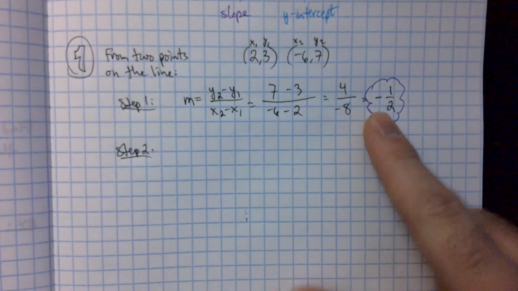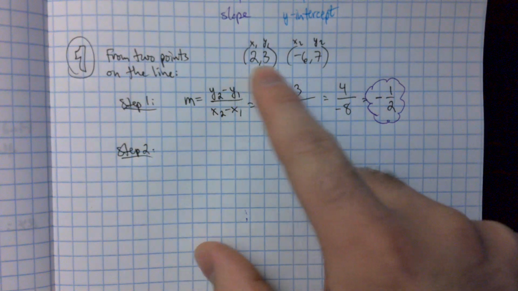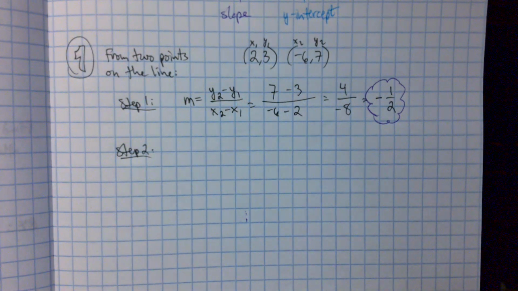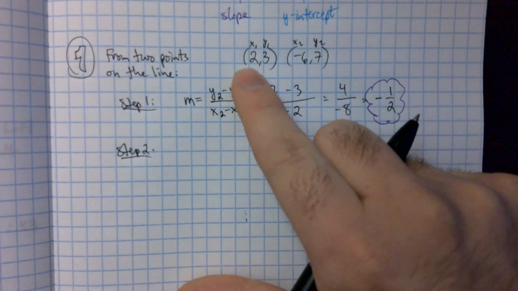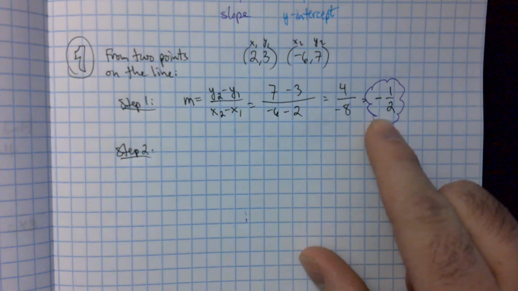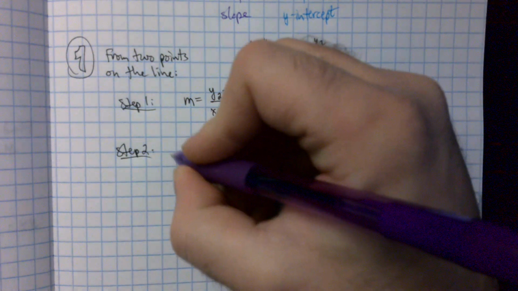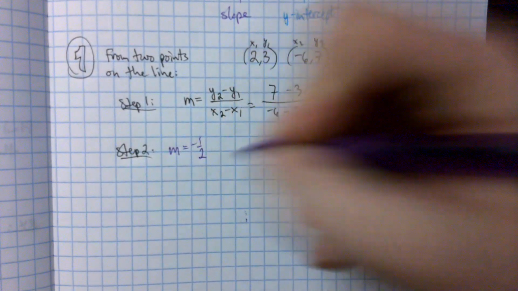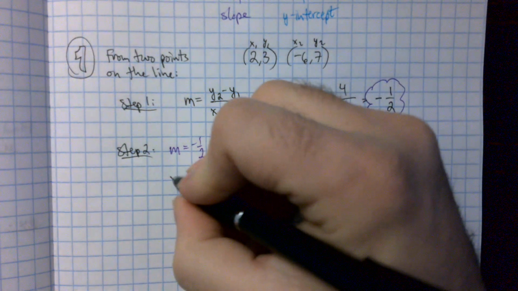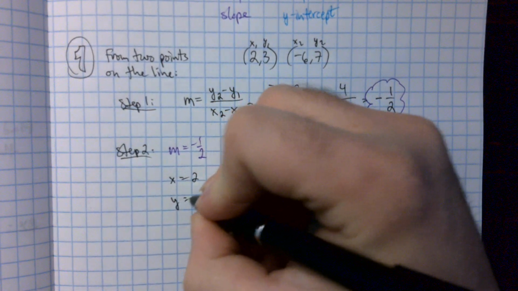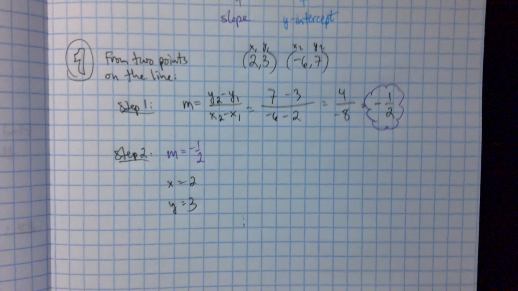So here's my m. I'm just going to take this first point right here because I always like working with positives. Negatives scare me, so I'm just going to use positives. So I know my m is -1/2. All right, let's get that out of the way. m is -1/2. For my first point, x is equal to 2, y is equal to 3.